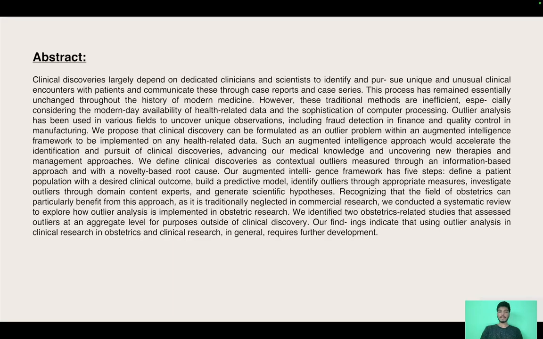As it is traditionally neglected in commercial research, we conducted a systematic review to explore how outlier analysis is implemented in obstetric research. We identified two obstetric related studies that assessed outliers at an aggregated level for purposes outside of clinical discovery. Our findings indicate that using outlier analysis in clinical research in obstetrics, and clinical research in general, requires further development.